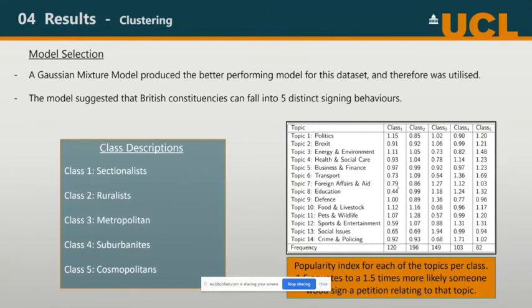So taking the ruralist class, for example, they're going to be much more interested in things like livestock and wildlife, pets, maybe food-related petitioning. And as you can see, they have a 1.16 chance and a 1.28 chance more than the average of other classes to be petitioning for those topics. And that's how the classes were created, basically.